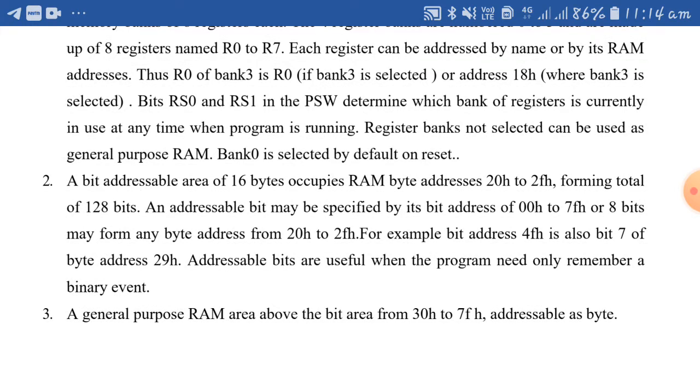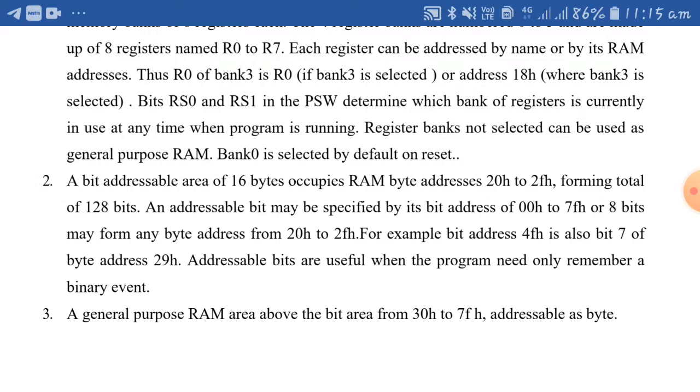the second distinct area, the bit addressable area, which has a size of 16 bytes and occupies RAM byte addresses from 20H to 2FH. The first area ends at 1FH. The next location starts from 20. After 1F we get 20, 20 to 2FH, which forms a total of 128 bits in this location. You can store 16 bytes, converted into bits, totaling 128 bits. Individually, you can store ones and zeros in this area.